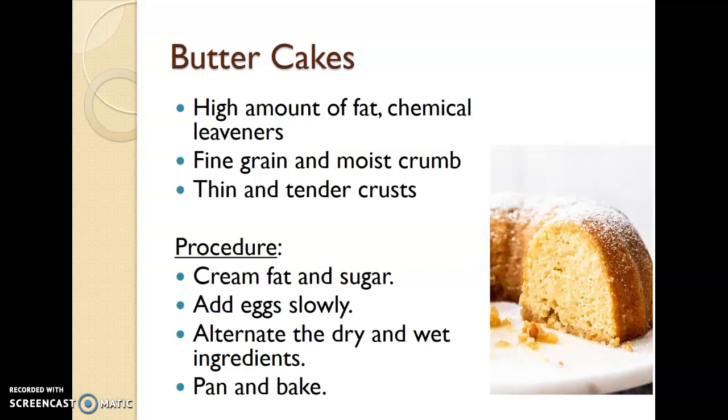But the basic procedure is creaming your fat and sugar together, adding your eggs in usually one at a time so they slowly incorporate, and then alternate between your dry and your wet ingredients. Then you're going to get your pan ready, incorporate your batter into the pan, and then bake it.